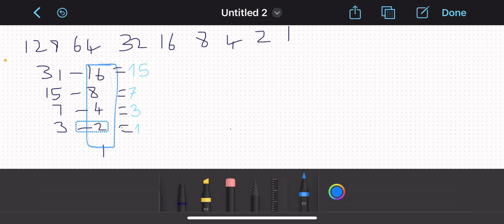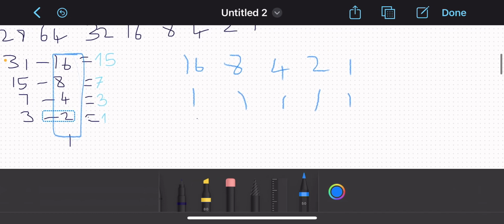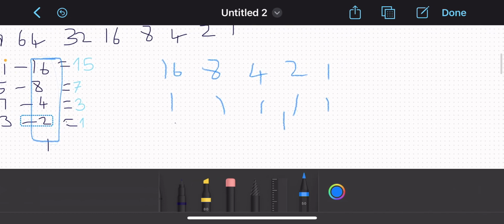And then we go check. So we're going to start from 16, and I write 16, 8, 4, 2, 1. Was 16 part of the numbers we were subtracting? Yes. We write 1. Was 8 part of the numbers we subtracted? Yes. We write 1. Was 4 part of the numbers we subtracted? Yes. Is 2 also part of the numbers we subtracted? Yes. Is 1 part of the numbers we subtracted? Yes.